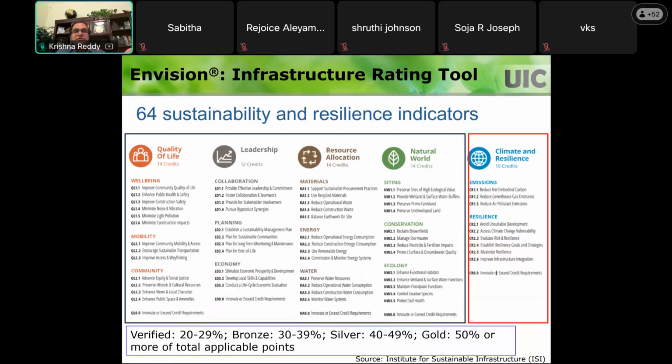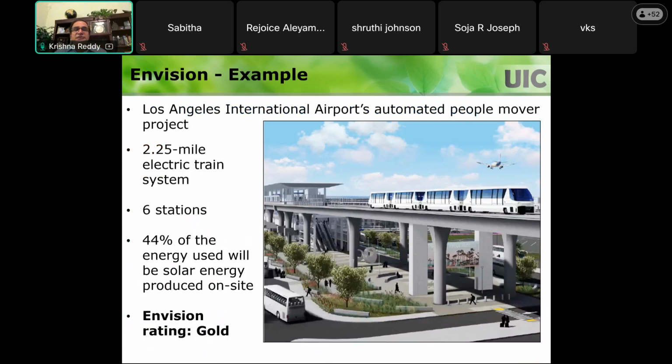So, there are a lot of examples of transportation projects that use Envision, and the advantage of using these tools is that, as a designer, you want to make your project sustainable, but you don't know what to do, right?